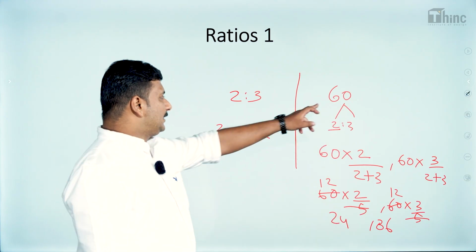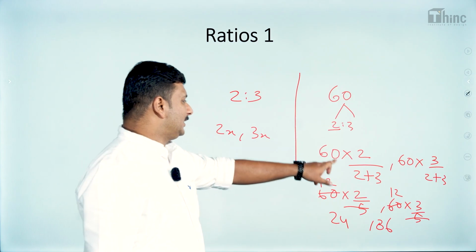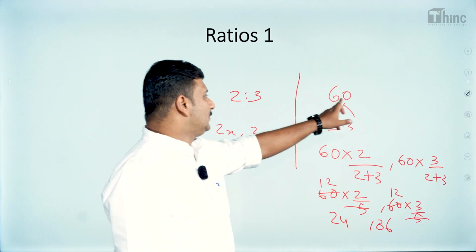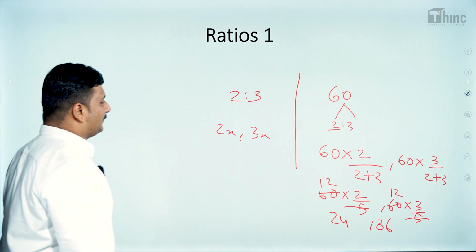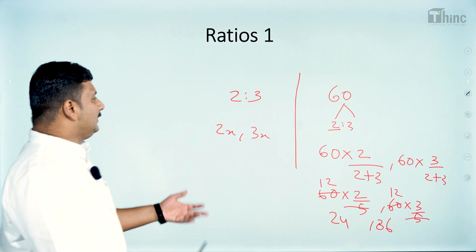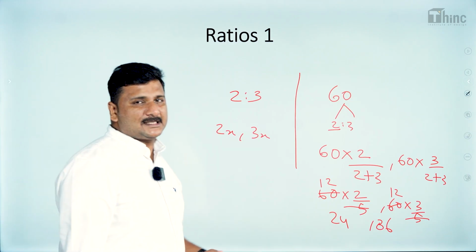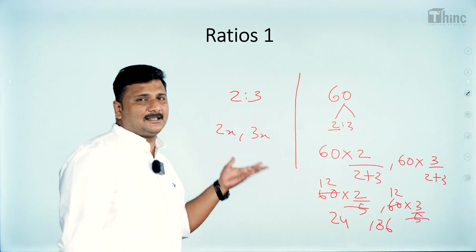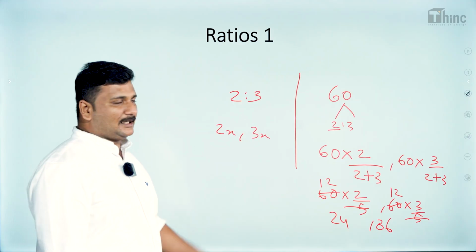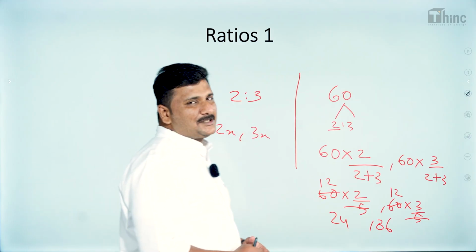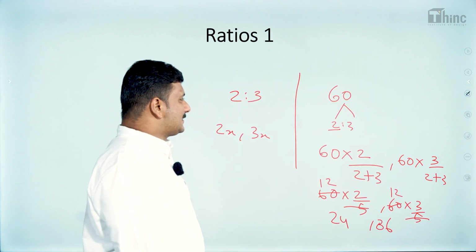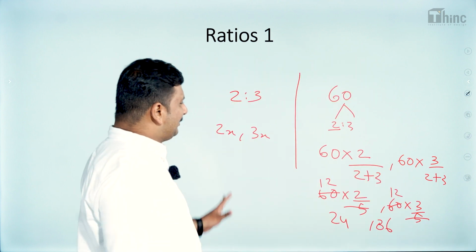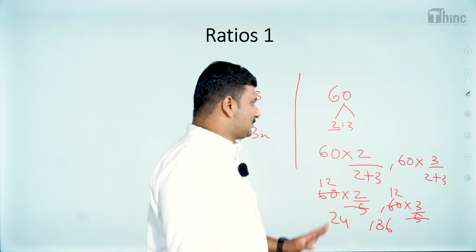So for that, we'll do 60 into the first number, 2, divided by 2 plus 3, and then we'll do 60 multiplied with the second number, 3, divided by 2 plus 3. So we'll get 24 and 36. And blindly, if we say that there are two numbers in the ratio of 2:3, we can say that the actual numbers will be 2x and 3x. These are the only two things we need to know for doing any ratio question. There are a few other things also, but for the majority of the questions, we just need to know only these two things.